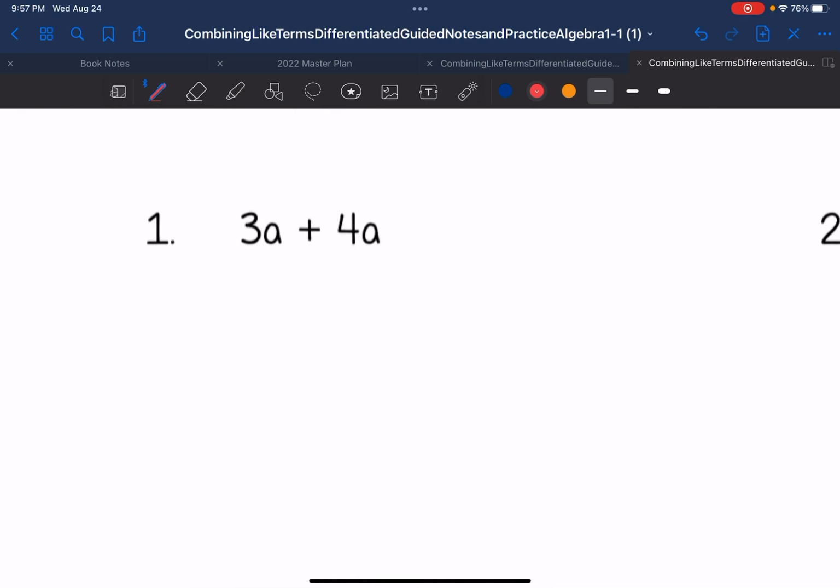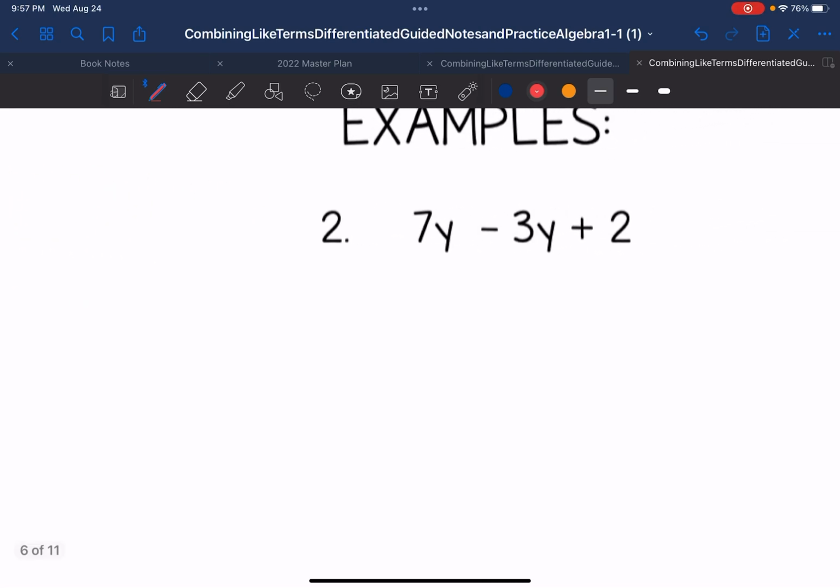Let's look at number 1, 3a plus 4a. Well, they both have variables. Do the variables match? Yeah, they sure do. 3a right here, 4a, they match. We can combine them. So 3a plus 4a is equal to 7a. Okay, so we're just going to add the constants, but the variables have to stay the same, okay?